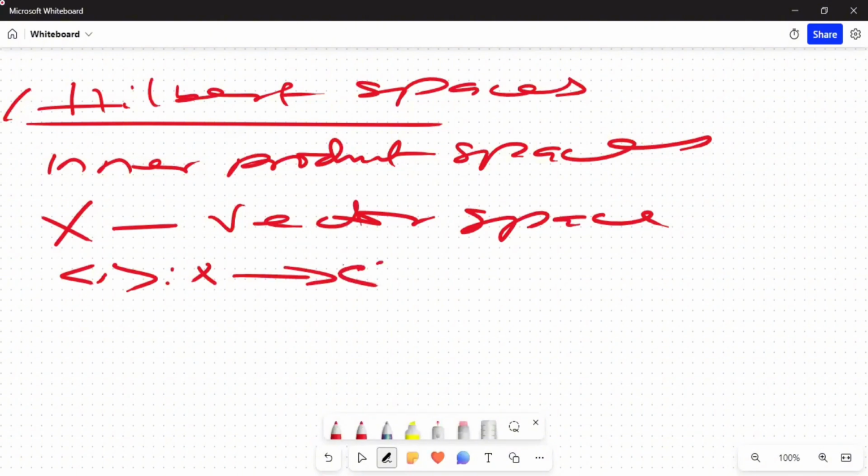and you have a map to C. Generally, X could be R, it could be C, just fields, and these are linear spaces. R and C are the commonest ones, or even any other structure that is a vector space. It is a function that will satisfy certain axioms, and those axioms are as follows.